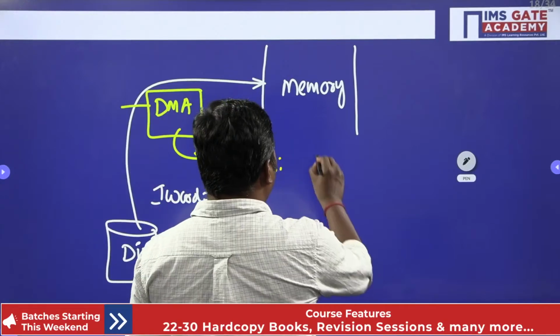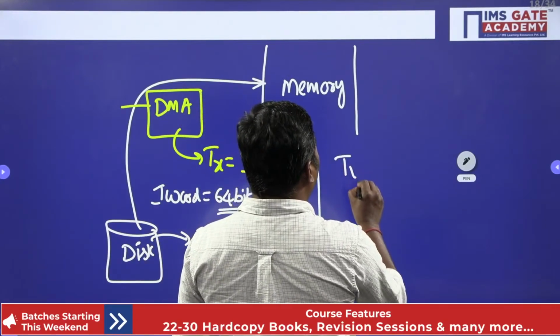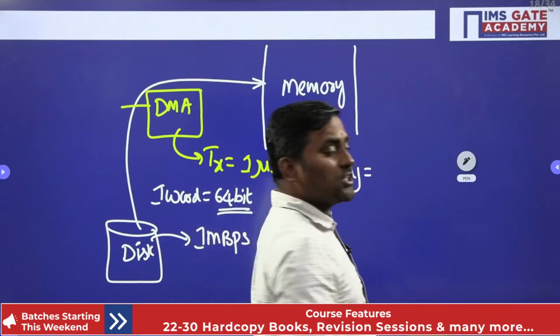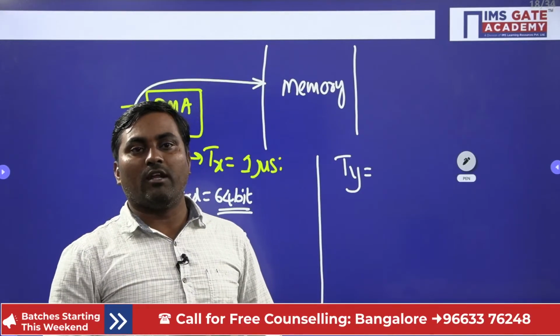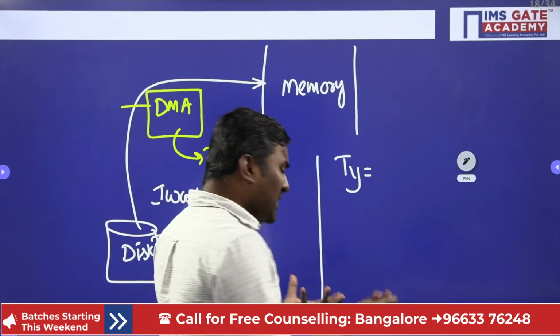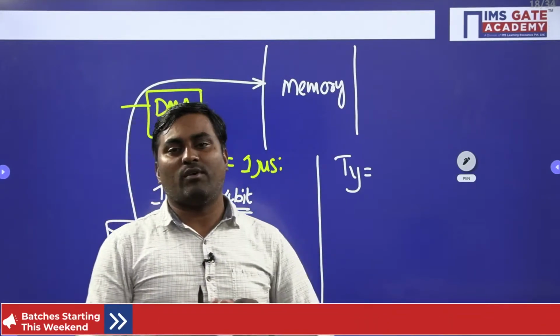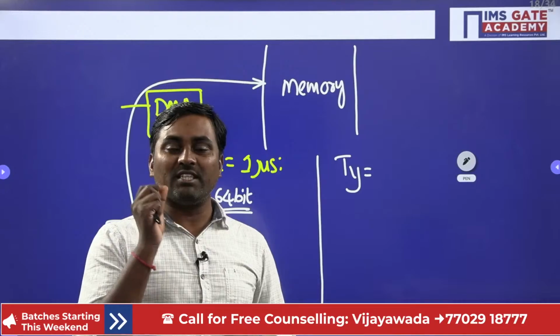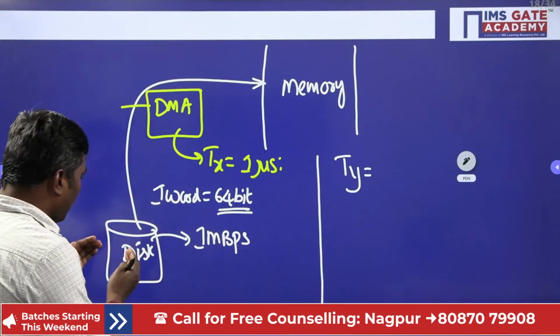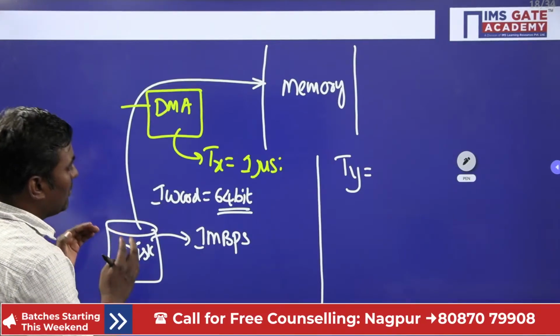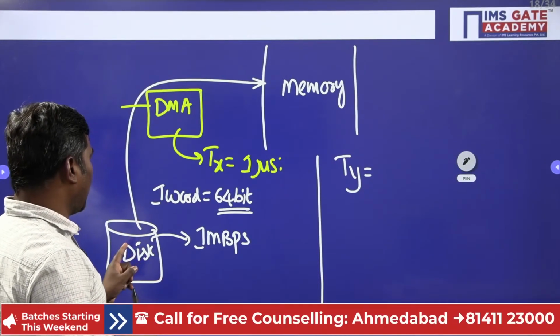But we need to find out which value. So Ty we need to find out. What is the Ty, sir? Data preparation time. So how to get the preparation time? Observe clearly, all of you. Preparation is nothing but you have to read the data from the device only, right? Understand the basic information here. Preparation means we have to read the data from the device. Clear?